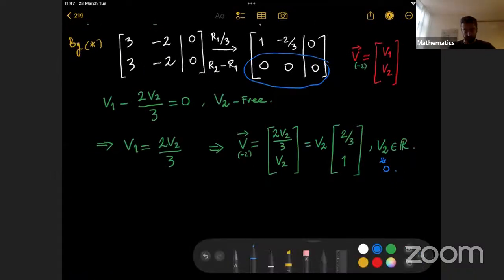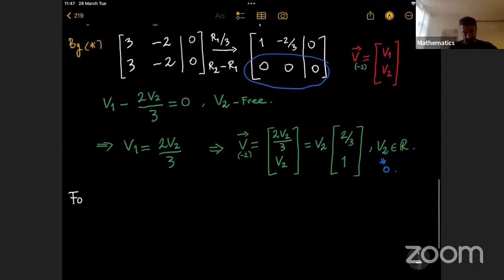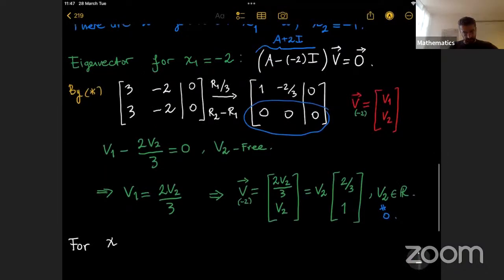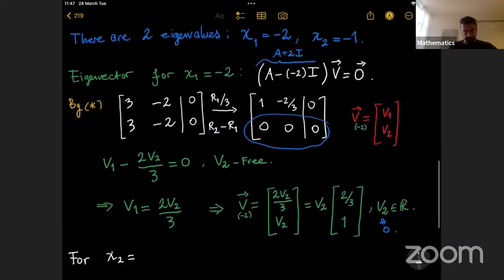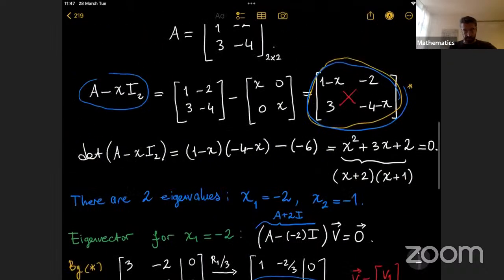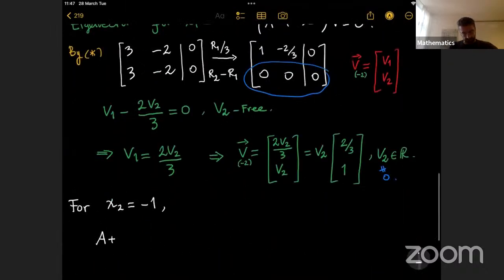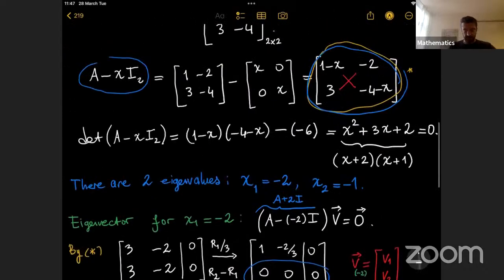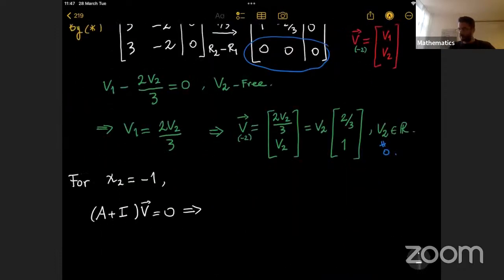Yeah. Well, for the other one, let's do it quickly. For lambda two, which is minus one, we will find the eigenvector. So this one, A minus lambda I, so A plus basically I, okay. We will solve this is equal to zero. So A plus I is simply three minus three, okay? Zero, zero here.